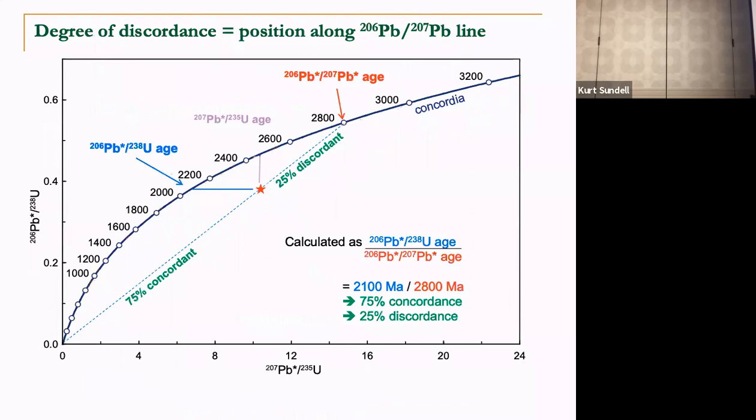Okay, so we can actually calculate that discordance. The way that we do that is by putting the 206/238 age over the 206/207 age, just like this, and you would get a percent concordance and a percent discordance. And once we've done this for all of our grains, we can choose a discordance filter. Basically, anything above 40% discordance is out of our data set. That would be a really high discordance filter.